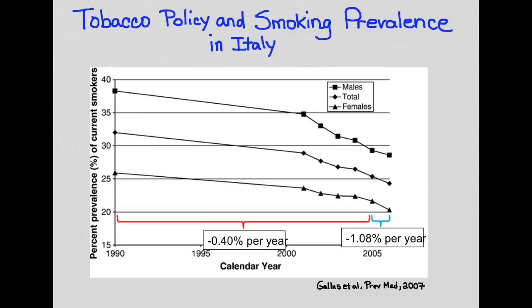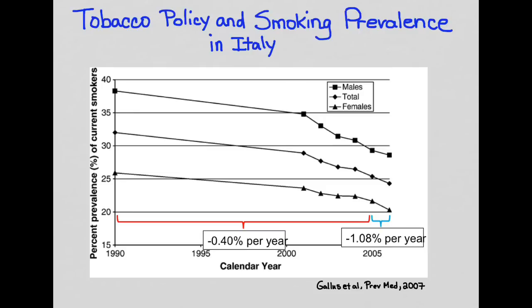So there was a poll, like a Gallup poll, that was done in 1990 and then again in 2000 and every year following that. And this poll asked people whether they smoke or not. And so what's plotted here is the prevalence of smoking in these different groups. So we've got males, females, and then total.